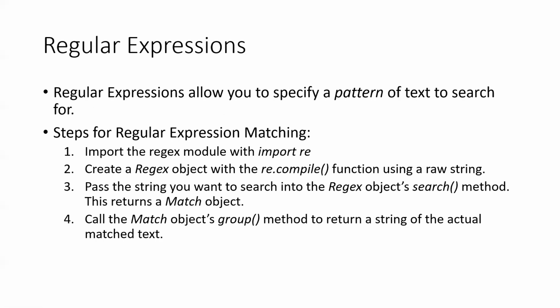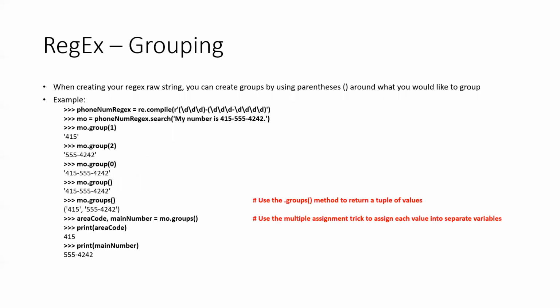All right, the last thing that we covered was regular expressions. This allows you to specify a pattern of text that you're going to search for. In pattern matching, you have to import the regex module with import re. You create a regex object with re.compile, passing in a raw string of the pattern that you're looking for. You pass the string that you want to search into the .search method. This will return a match object. We call that match object's group method in order to return a string of the actual matched text.